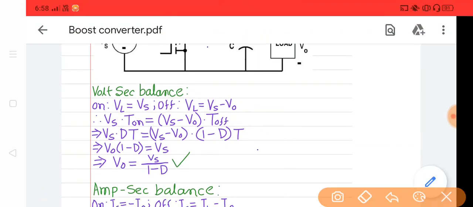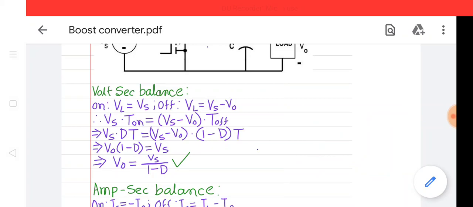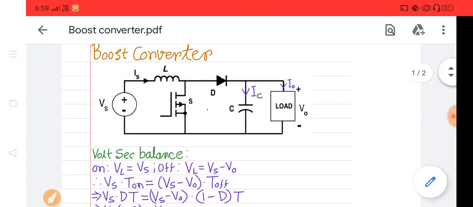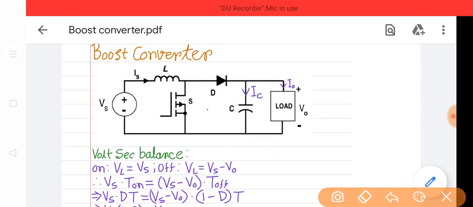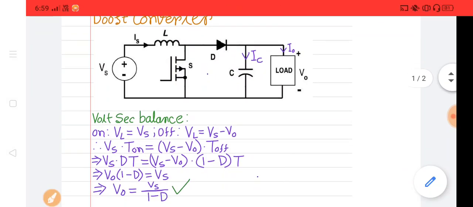Volt second balance means what? Voltage across the inductor, the average voltage. The average voltage across the inductor is 0. You know the concept. So look at this, this is the inductor and this is the power electronic switch, this is the diode and capacitor. These are the main components of chopper. Boost converter is one type of chopper.